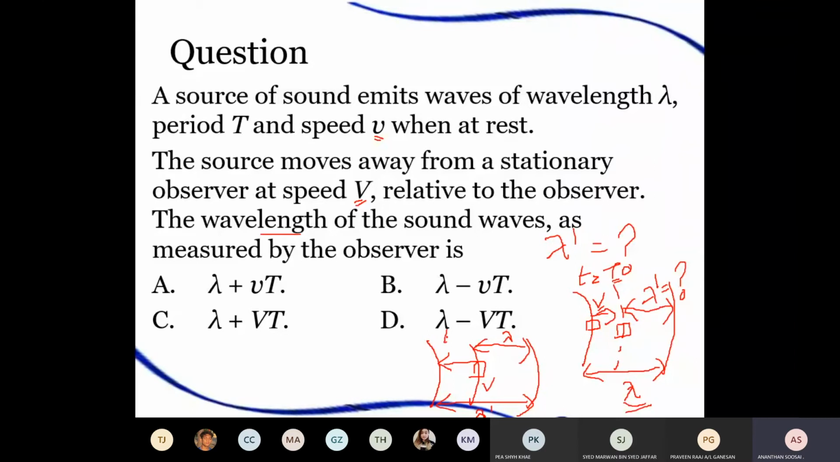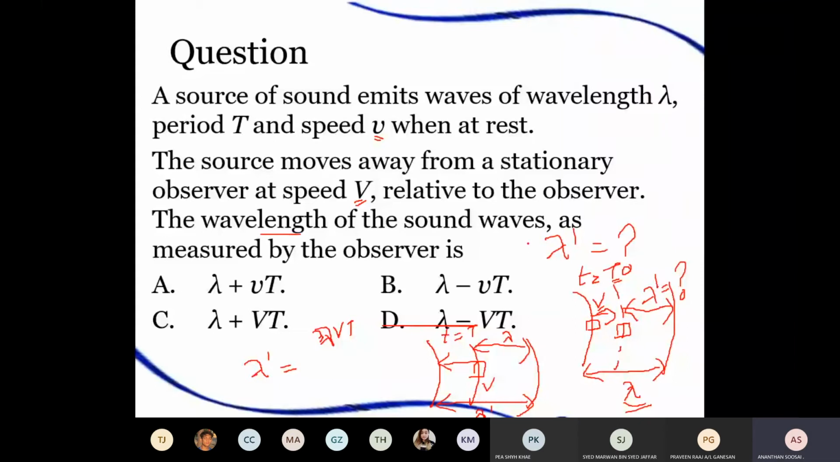The time taken is what? The time taken is 1 period. So what is this lambda 1? How is lambda 1 related to lambda, the speed of the source, and the period? Anyone? Send me the answer through WhatsApp.